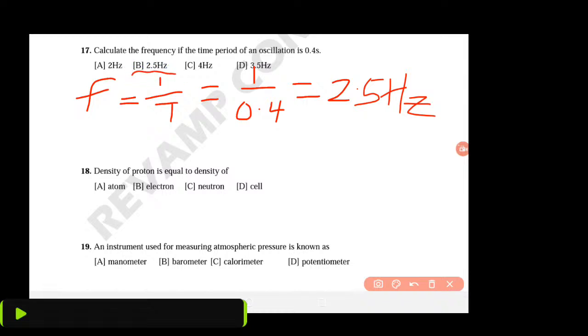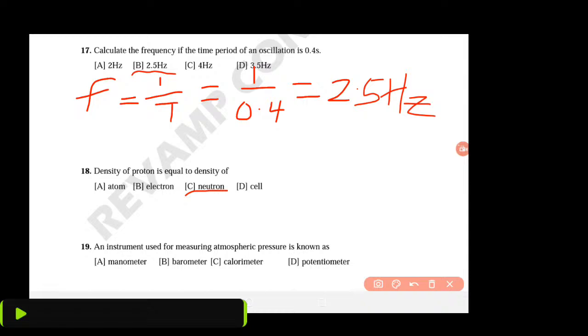For number 18, the question says density of proton is equal to density of dash. The correct option there is neutron. Density of proton is always equal to density of neutron of a given atom.